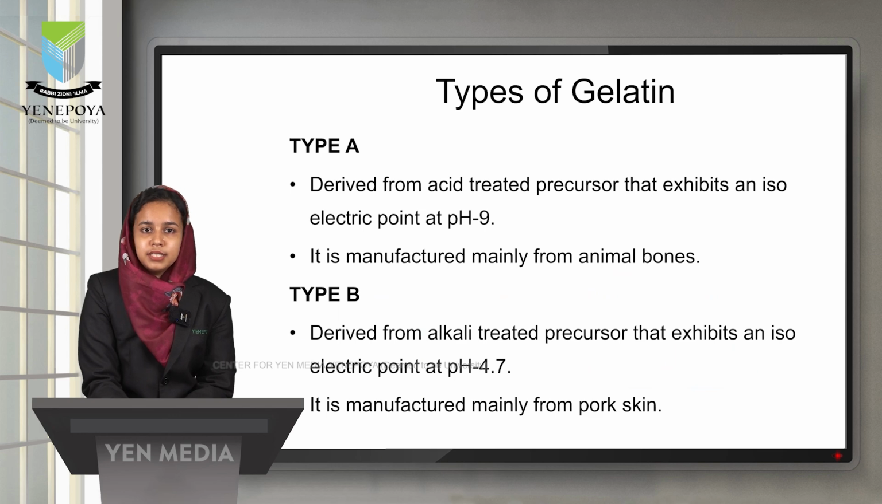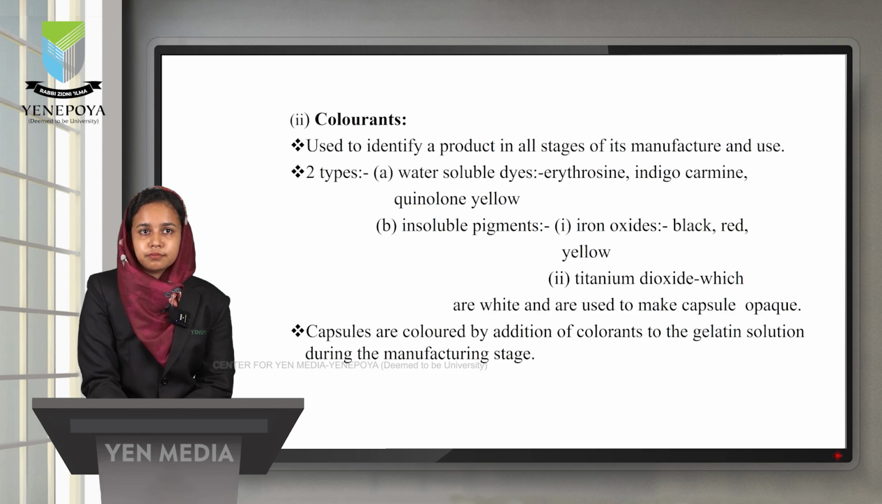There are two types of gelatin, type A and type B. Type A is derived from an acid-treated precursor that exhibits an isoelectric point at pH 9 and is mainly manufactured from animal bones. Whereas type B gelatin is derived from an alkali-treated precursor that exhibits an isoelectric point at pH 4.7. It is mainly manufactured from pork skin.